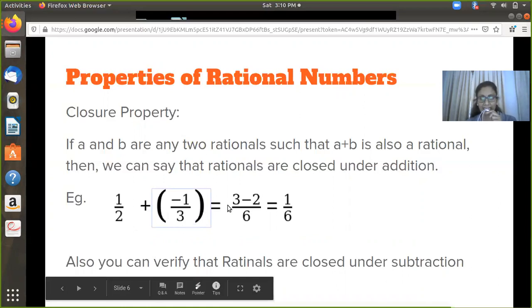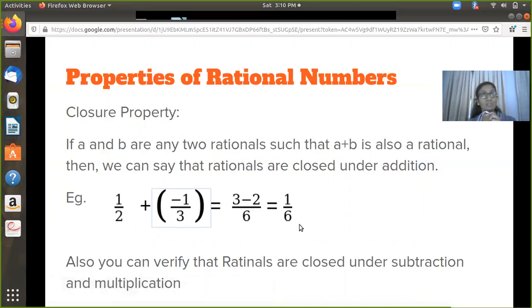So when I try adding them, as you see, it will become 3 minus 2 whole divided by 6, which becomes 1 by 6. And this 1 by 6 is again a rational because I can write this in the form of P by Q, where P and Q are both integers, 1 and 6.